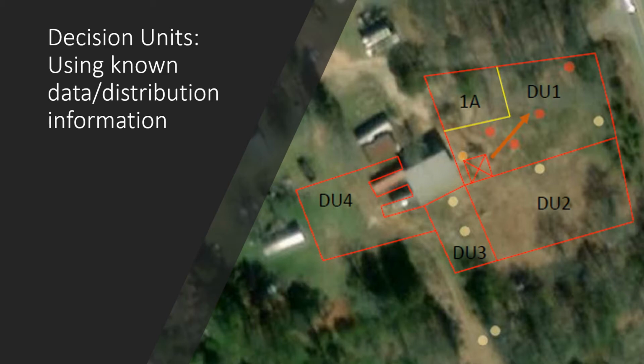DU1 was created to establish a decision unit that captured the main area of potential contamination based on topography and our existing data. DU2, DU3, and DU4 were created based on topography principally. Later, we added DU1A to see if heterogeneity in the field sample replicates in DU1 was the result of potentially lower concentrations in that area. So that was a decision unit that was subdivided from the larger decision unit 1 later, after we had some additional data in hand.